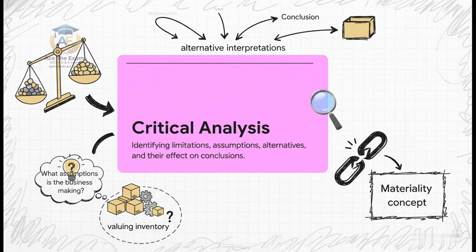When a question hits you with "to what extent," you cannot just list the pros and cons like a grocery list. You have to weigh the evidence. What underlying assumptions is the business making when they value their inventory this way? What are the limitations of applying the materiality concept in this specific, highly volatile scenario? Your job is to poke holes in the data and show the examiner you see the bigger picture.